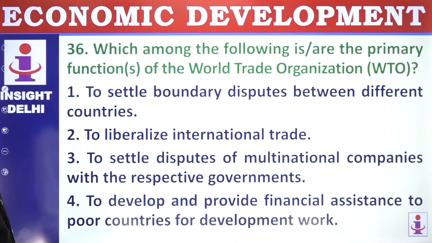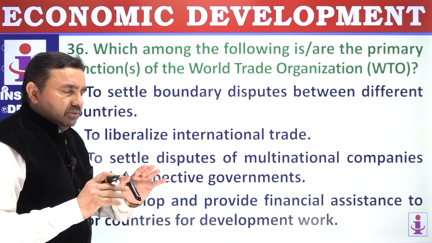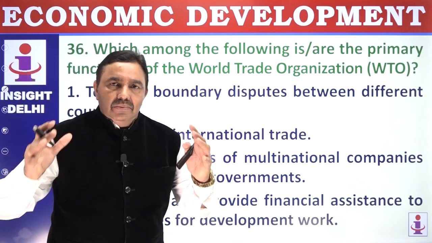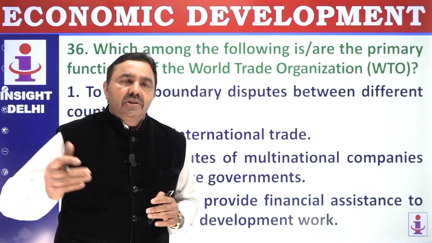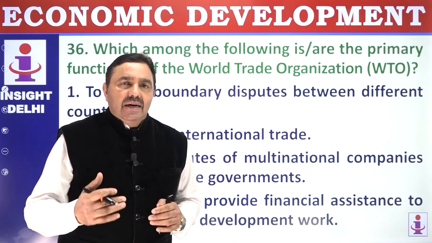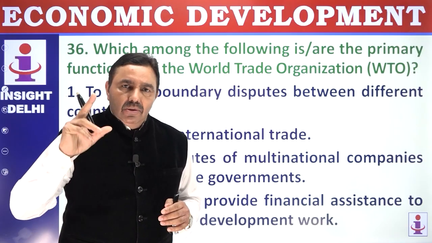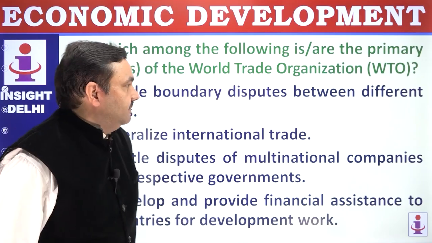36. Which among the following are the primary functions of the World Trade Organization? World Trade Organization is supposed to facilitate movement of goods and services between the countries. Any dispute related to goods and services exchange is handled by WTO. No boundary, no political matter, only economic matters.